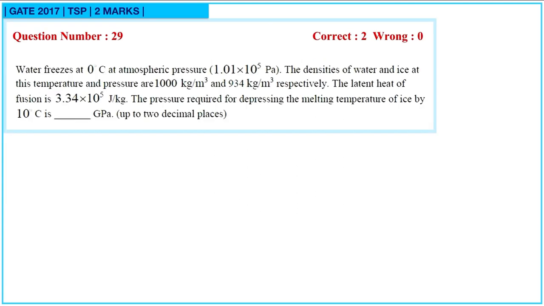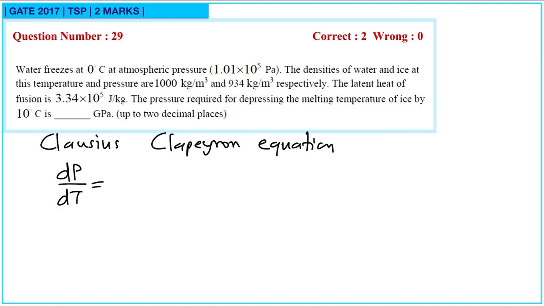Next. Water freezes at 0 degrees Celsius at atmospheric pressure. The densities of water and ice at this temperature and pressure are 1000 and 934 respectively. The latent heat of fusion is given. The pressure required for depressing the melting temperature of ice by 10 degrees Celsius is. So for this we will use the Clausius-Clapeyron equation, which is dP by dT is equal to L upon T delta V.